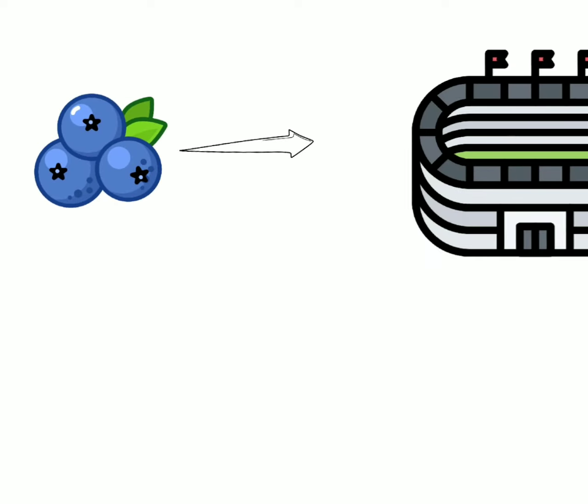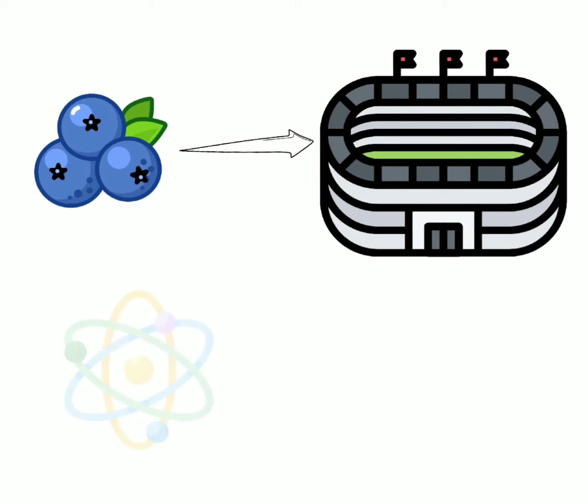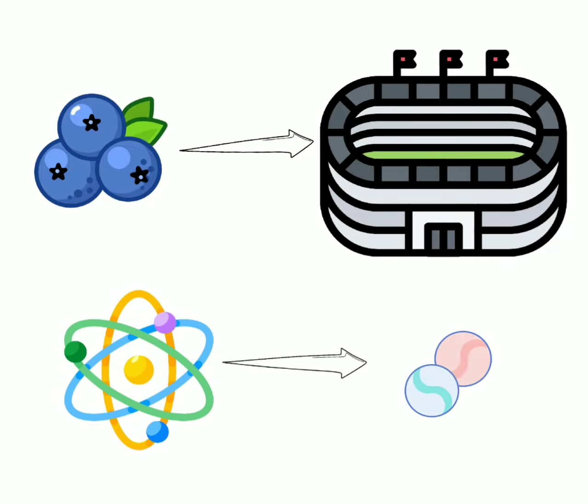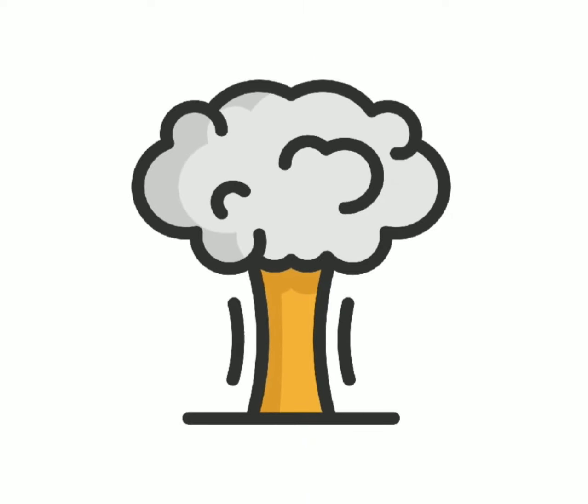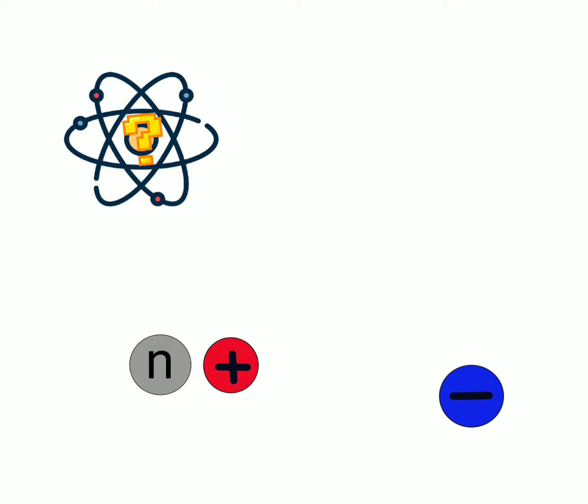Now let's bring the blueberry-sized atom to the size of a football stadium. And the nucleus of an atom is as small as a marble there. Is your mind blown? Let's continue a little more. We asked what was inside the nucleus of an atom. Protons, neutrons and electrons on the edges of the nucleus.